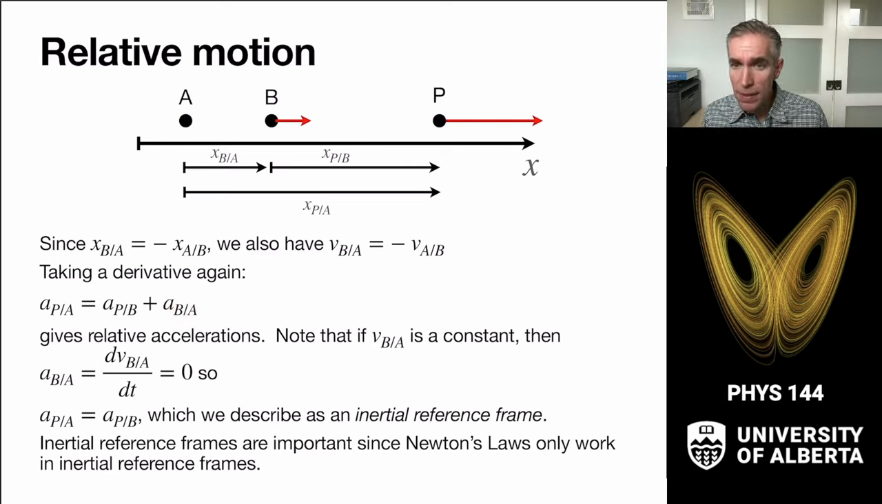And what we typically want to operate in is the case where the velocity of B with respect to A is a constant. And then the time derivative of that term is zero. And so this acceleration is zero, and this term here will drop out. In that case, we describe A and B as operating in inertial reference frames. And that's important because inertial reference frames are the places where Newton's laws work. They don't work outside of inertial reference frames. That's where centrifugal and other fictitious forces are coming from.